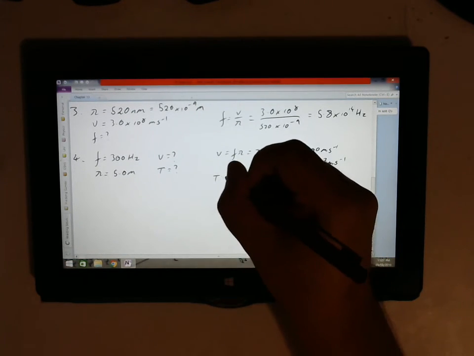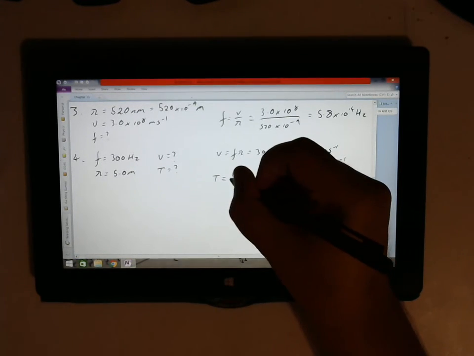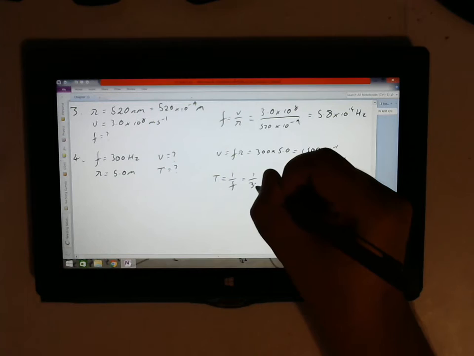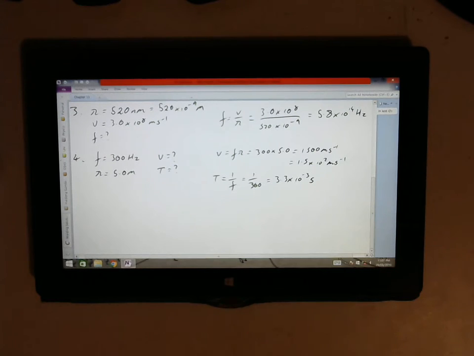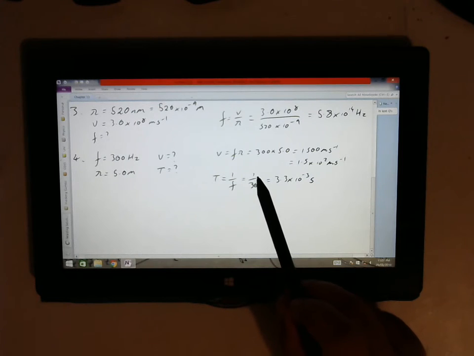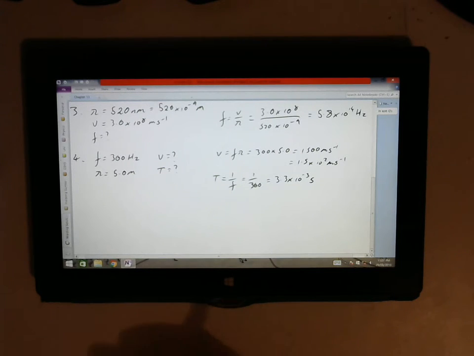But what is the formula to work out period? Our period is defined as the length of time it takes for one wave to happen, while frequency is defined as the amount of waves that happen in 1 second. They are inverses of each other, the per second and the second. So we just need to do the inverse of frequency. That would be 1 over 300, which would give me 3.3 times 10 to the negative 3 seconds. Okay, again we can see 1 divided by 100 would give us negative 2, 1 divided by 3 is 0.33, put them together we get 3.3 times 10 to the negative 3.